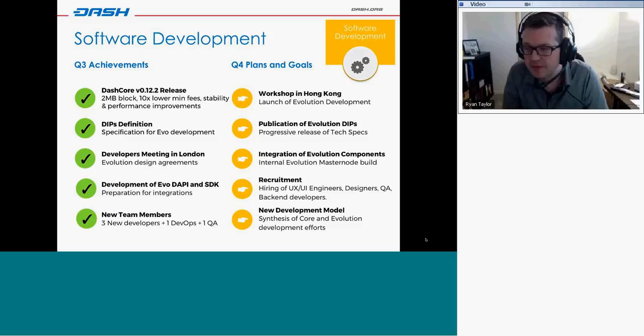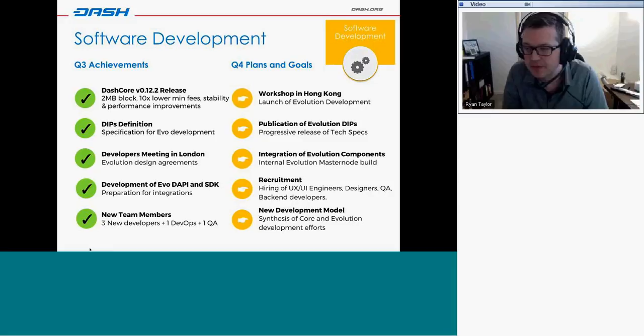As well, we are starting on an internal Evolution masternode build, which integrates all the different components that are involved with Evolution, and that's for our internal testing. We're planning to ramp up the team. We've already started recruitment for certain positions and are going to initiate recruitment post Hong Kong for a few other positions. We're adding backend developers, QA engineers, and UI UX designers.